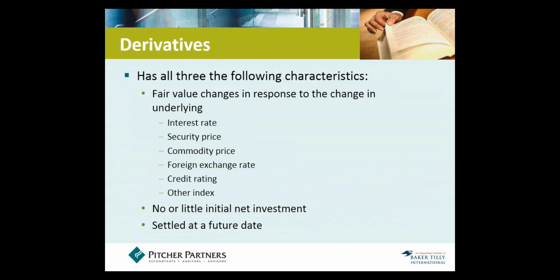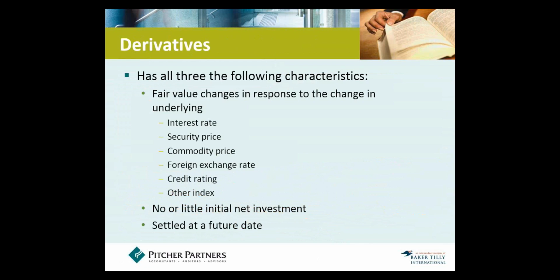Usually with a derivative, there's no or little initial investment, and that's what makes derivatives quite risky, because you could enter into a swap or a future without spending money, but then in 3 months' time when it settles, you could be out of pocket quite significantly. And then it is settled at a future date. So on day one, there's no or limited initial investment, limited cash outflow. You take on a huge risk, so you could make a lot of money or you could lose a lot of money. So that's what a derivative is.